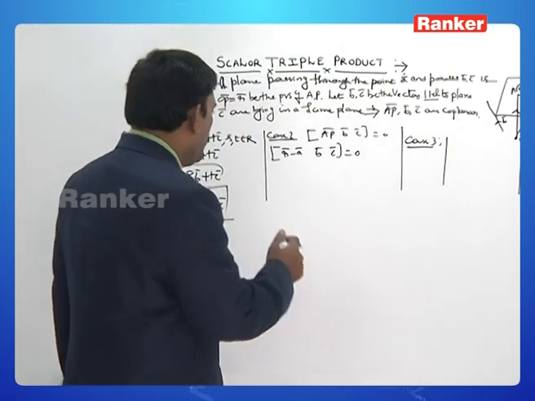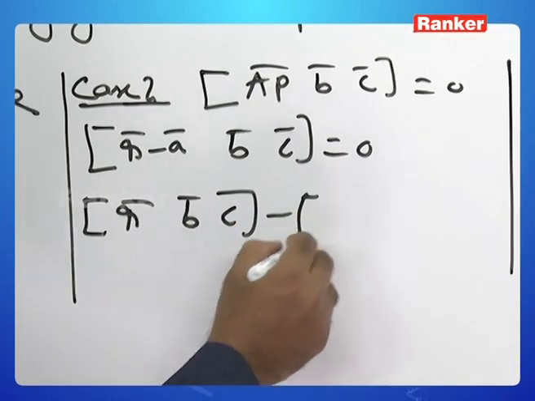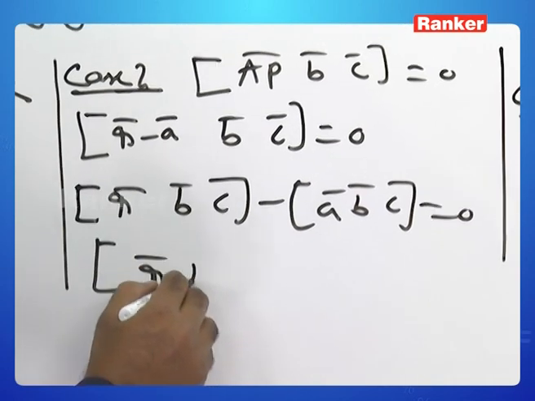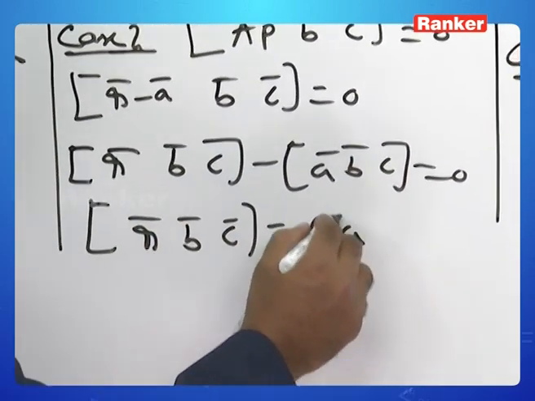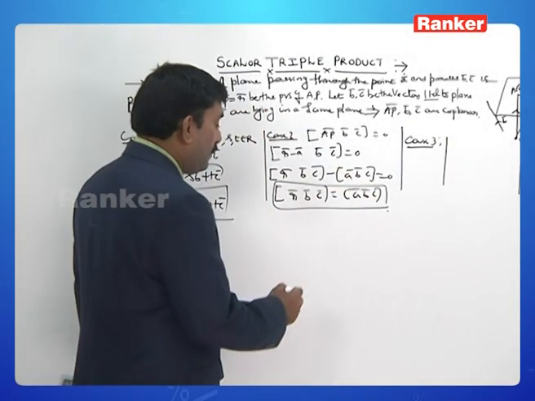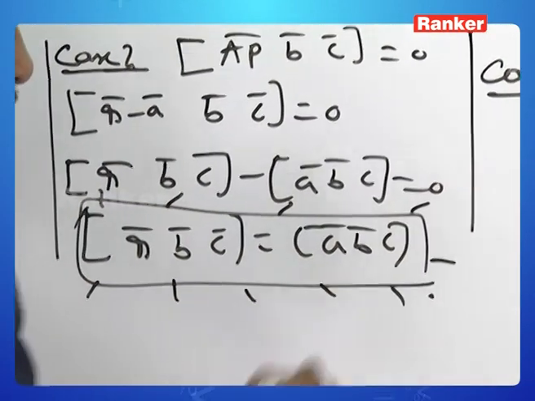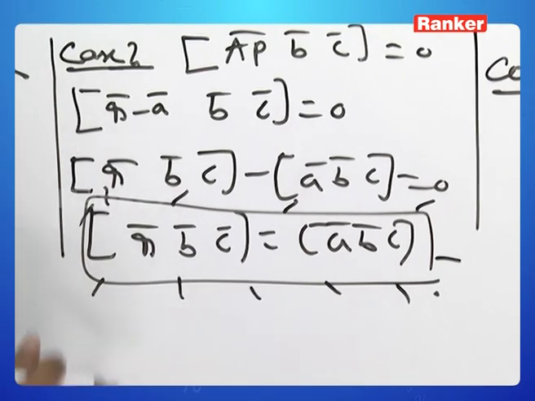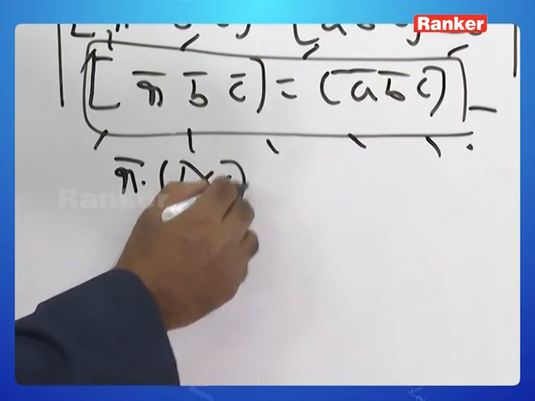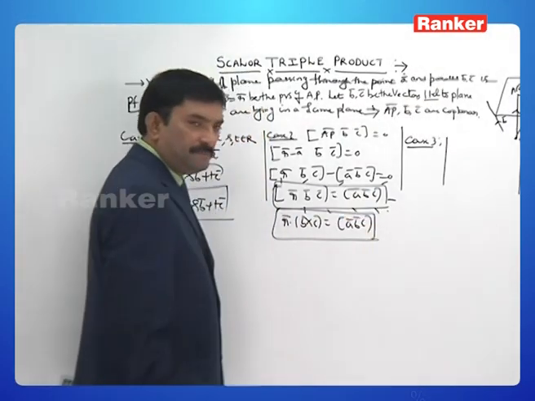Followed? So I can write box of R bar, B bar, C bar minus box of A bar, B bar, C bar is equal to 0. Therefore, box of R bar, B bar, C bar is equal to box of A bar, B bar, C bar. This is one way of writing. Otherwise, I can also write it in terms of the scalar triple product, that is R bar dot B cross C is equal to box of A, B, C. This is also another way of writing.